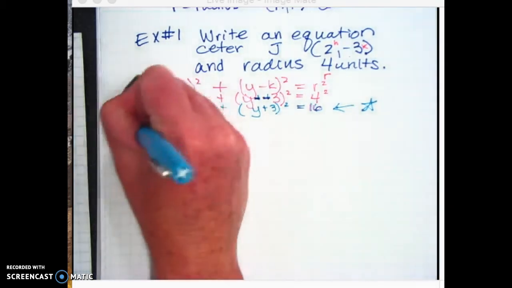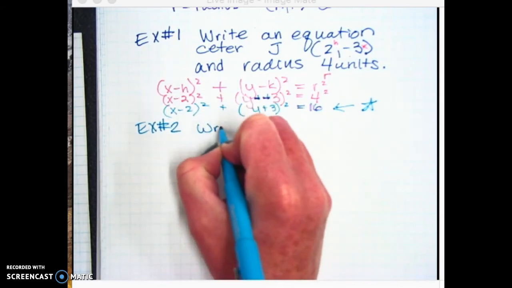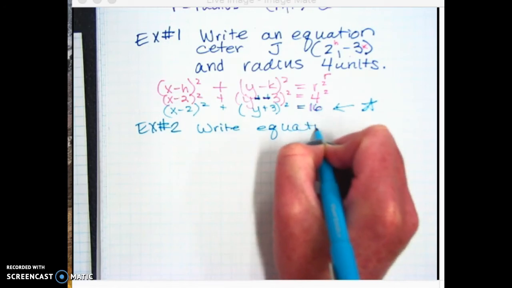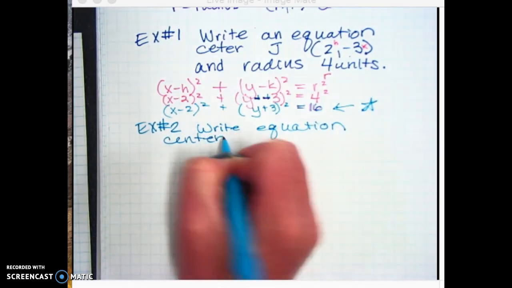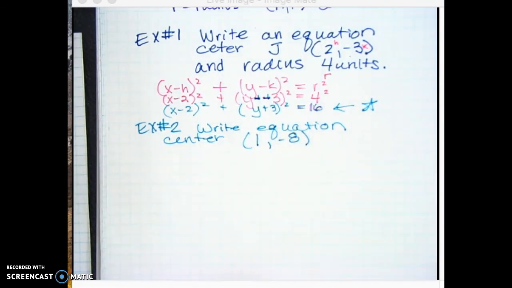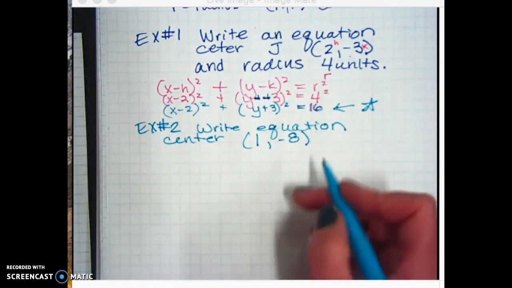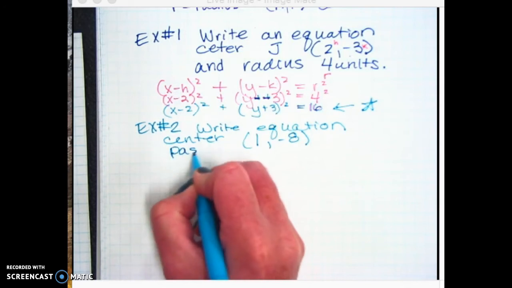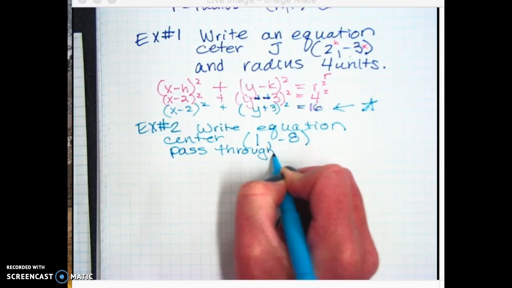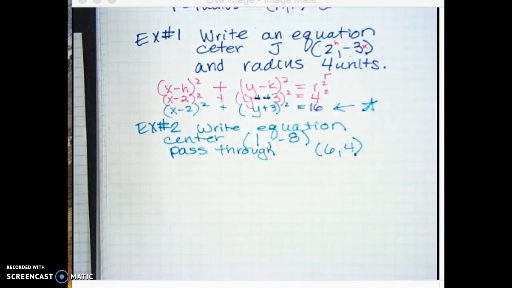All right, example number 2. We're going to write an equation again. And I'm going to give you the center. It's at (1, -8). But this time, instead of giving you the radius, I'm actually going to give you another point. It's going to pass through (6, 4). Now, if we were using the coordinate plane for this, you could graph those 2 points and see that they're not in a straight line. They're not right and left of each other. They're not up and down from each other. They're making a slanted line. So you wouldn't even be able to get the length of that radius.